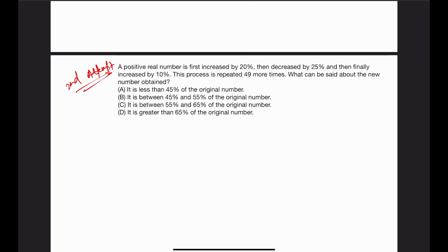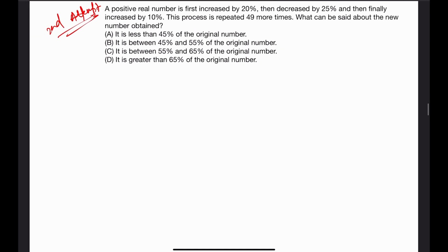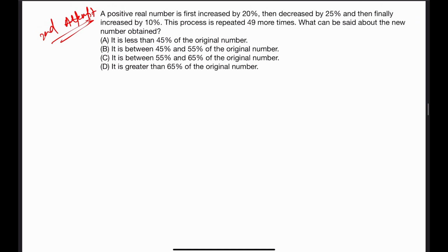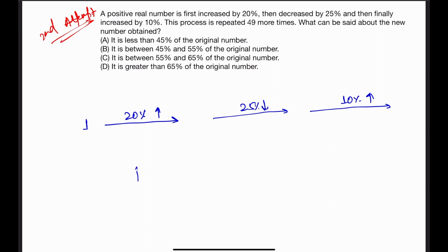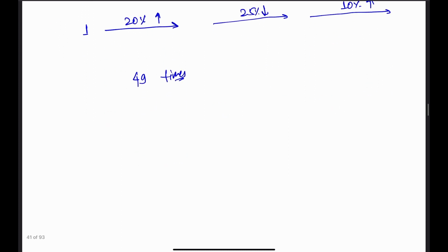So a positive real number is first increased by 20%. So if initially it is 1, increased by 20%, and then decreased by 25%, and then finally increased by 10%. So this process is repeated 49 times. Now what can we say about the new number? Okay, new number, this is just asking with the help of the question. So it's difficult only in this part.